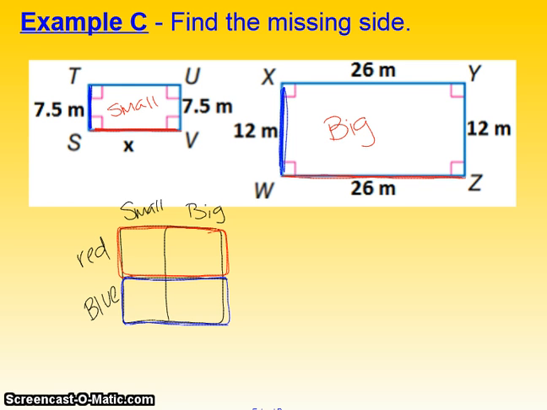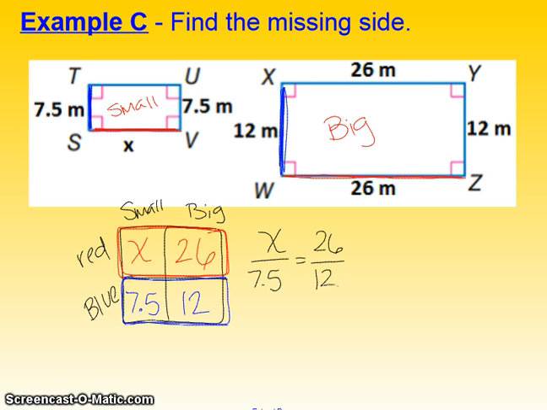So I want to look at my small red, and I know that my small red is an X. Then I want to look at my big red, and that's 26. Then I want to look at my small blue, which is 7.5. Then I want to look at my big blue, which is 12. So let's go ahead and write this proportion off to the side. So I have x over 7.5 is equal to 26 over 12. So again, I cross multiply 26 and 7.5.